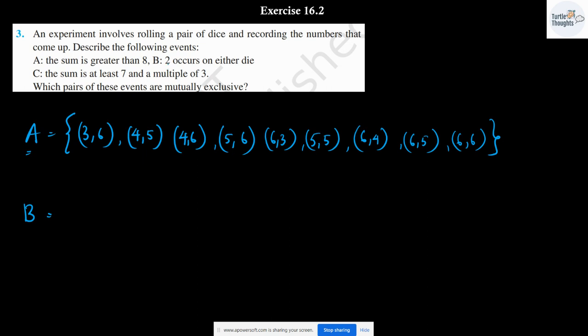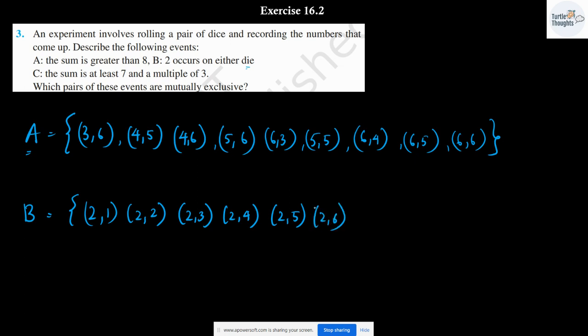For B, 2 should occur on either die. So on the first die I can get 2, on the second die I can get 1. 2 and 2 I can get, 2 and 3, 2 and 4, 2 and 5, 2 and 6 I can get. This is for the first die. What if I get 2 on the second die? Then it is 1 comma 2, 2 comma 2. Sorry, 2 comma 2 is already taken, so I should not be considering that.